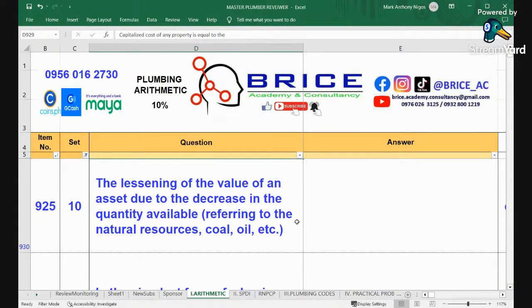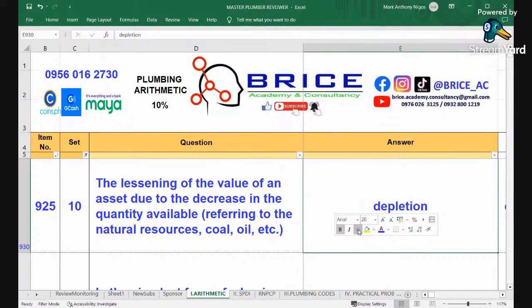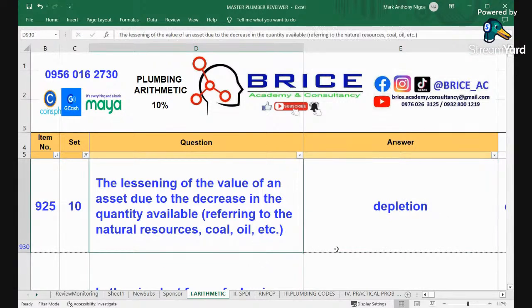925. The lessening of the value of an asset due to the decrease in the quantity available, referring to natural resources, coal, oil, etc. The answer is depletion.